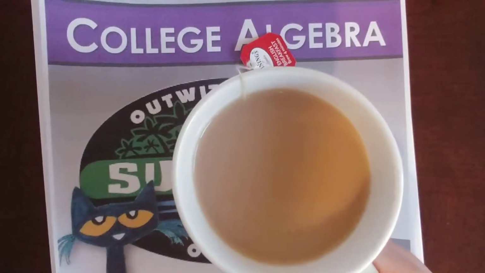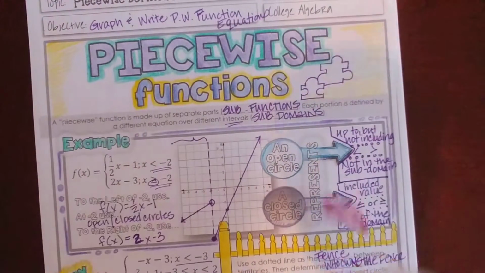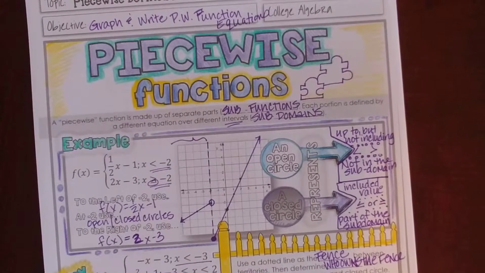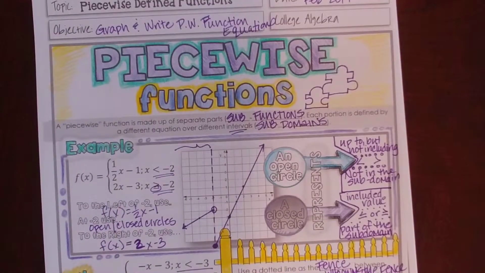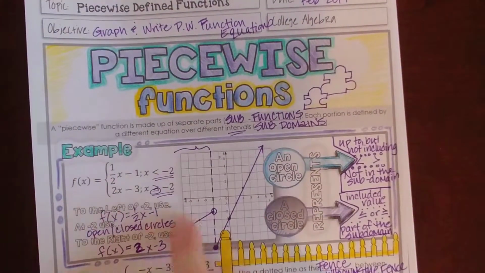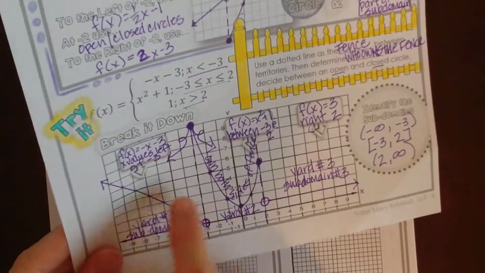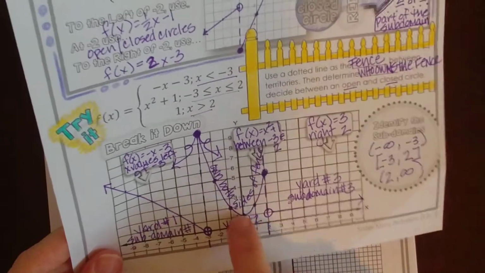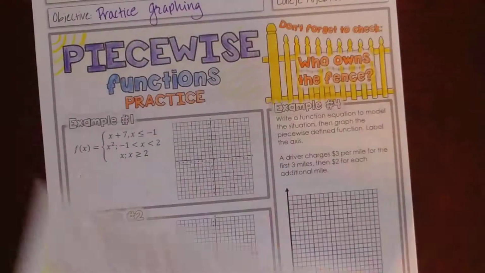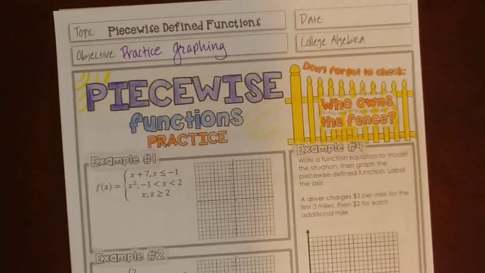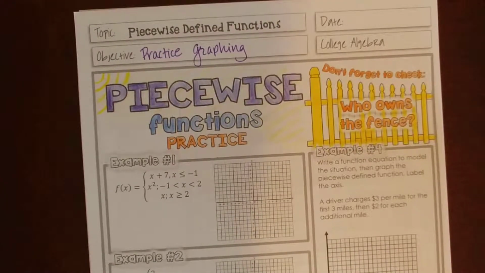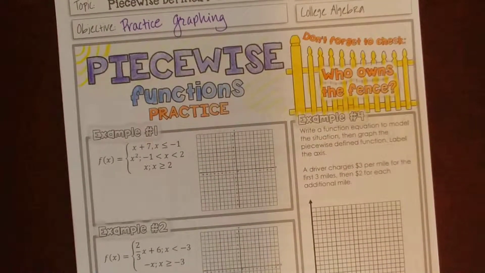This is college algebra, and we are continuing our discussion of piecewise functions. Last time we introduced how to graph a two-way linear piecewise function, and then a three-way piecewise function, which included a quadratic equation. And we're going to continue these doodle notes by practicing graphing piecewise defined functions.